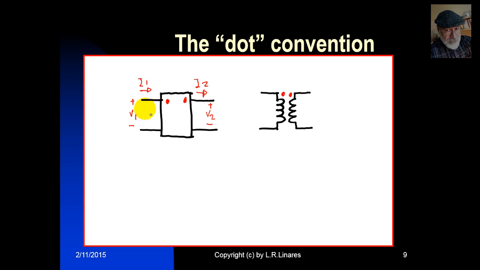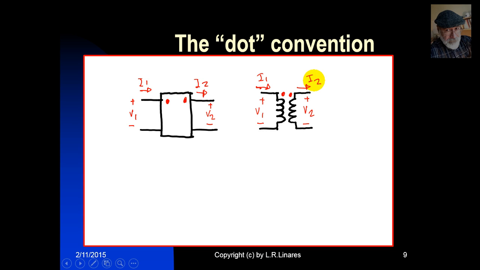And we say the voltage of the primary has positive on the dot of the primary and has a value of V1, and the voltage of the secondary has positive on the dot of the secondary and has a value of V2, which of course is V1 over A. And the current is entering the dot in the primary, like so, and is leaving the dot in the secondary. Please remember that. Current enters the dot in the primary, current leaves the dot in the secondary.